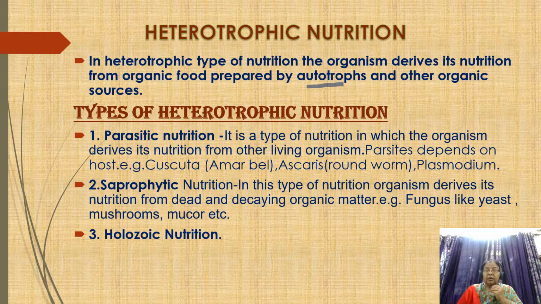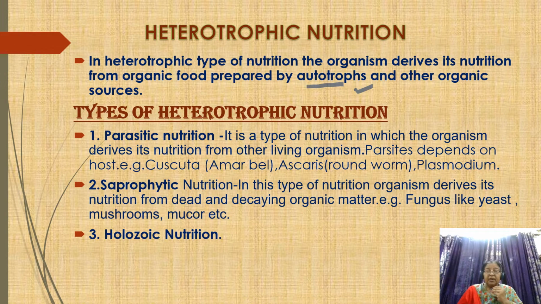Autotrophs are the only organisms which can prepare their own food. Green plants can prepare their own food. So all are dependent on autotrophs and the organic matter produced by them. So now, what are the types of heterotrophic nutrition?